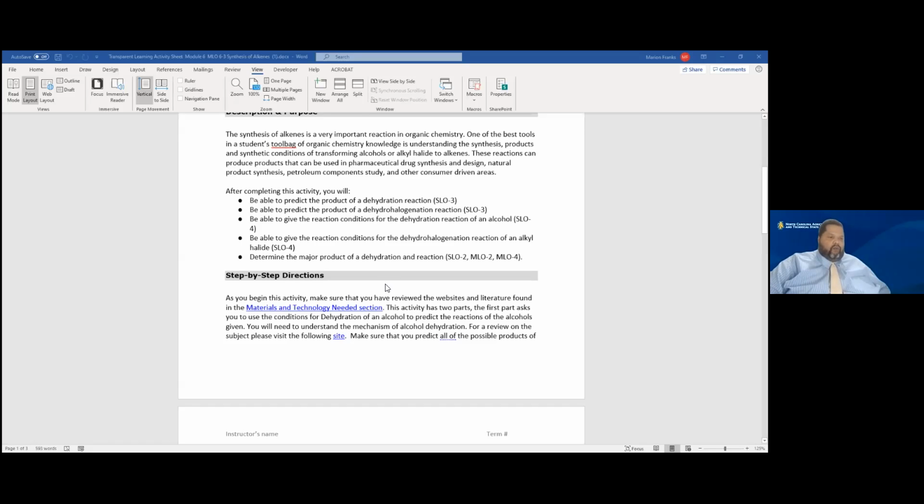As they continue on their pathway in this transparency, they'll also find other things that they'll be expected to learn, and they will know at the end, such as being able to predict the product of a dehydration reaction, predict the product of a dehydrohalogenation reaction, and they will learn how to tell what type of alcohols are being used.